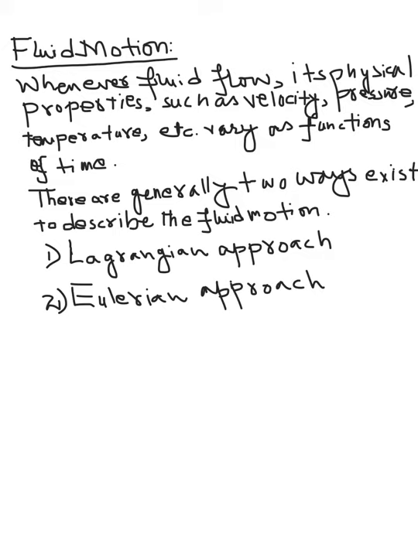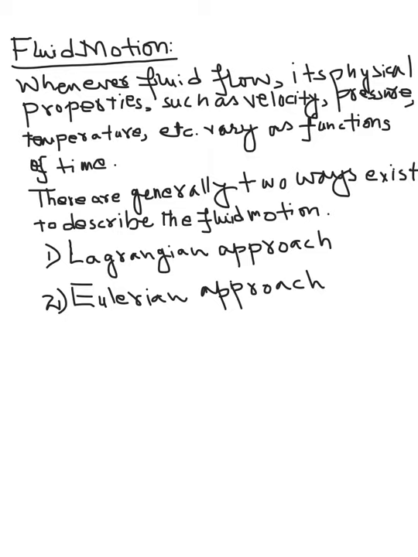Now in this video, I would like to describe the methods of describing the fluid motion. Whenever our fluid flows, its physical properties such as velocity, pressure, temperature, stresses or shear stresses vary as a function of time within a certain spatial region. So we need methodology or approaches to describe such variations of fluid properties.